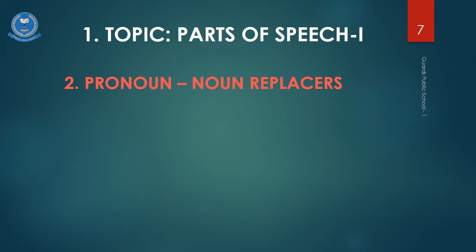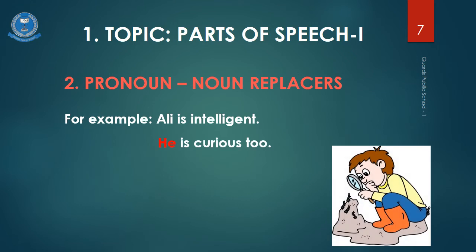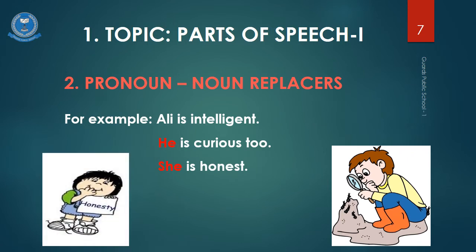Here you see the example. Ali is intelligent. He is curious too. See, to avoid the repetition of a name, I use the pronoun he. He is a pronoun used for masculine gender. Whereas there is another example, she is honest. She is also a pronoun and that is used to replace a noun of a feminine name.